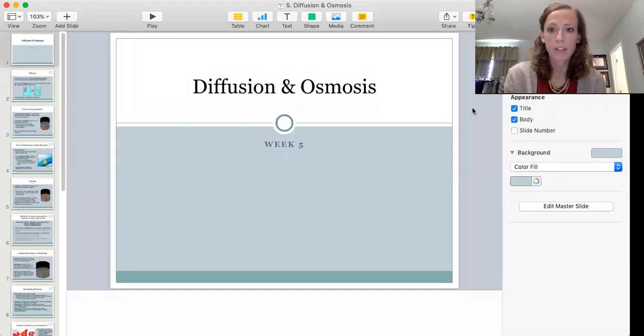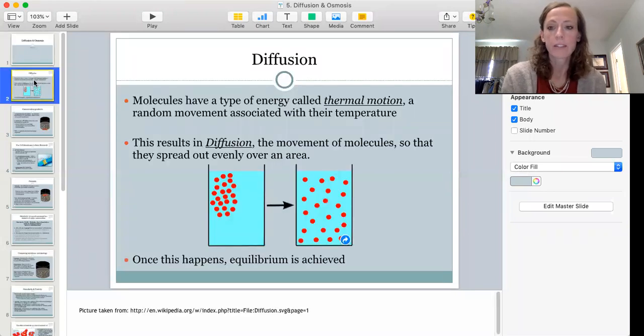Today we are going to talk about diffusion and osmosis. So diffusion is the movement, the spreading out of particles over an area of space.